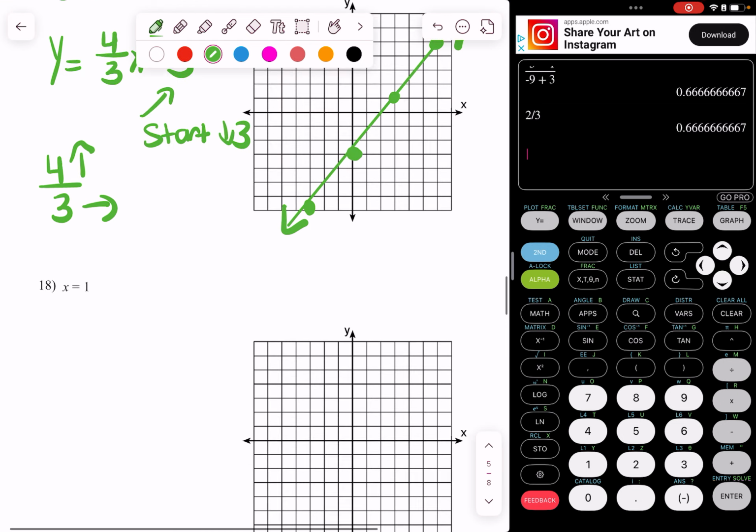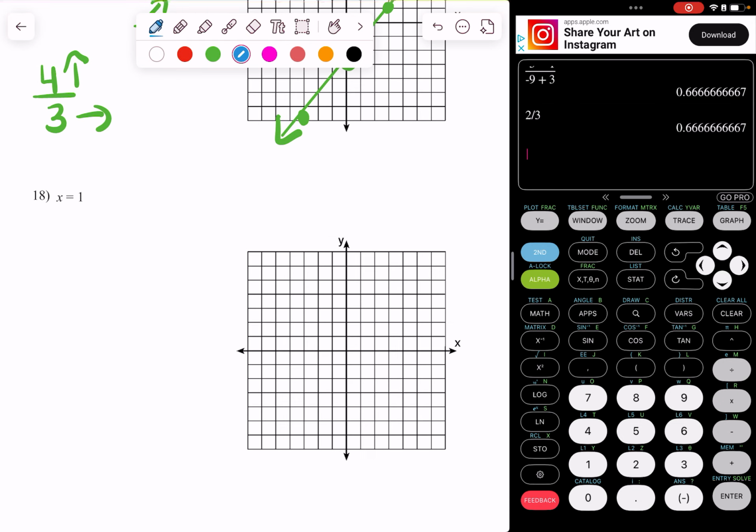Let's look at the next one. X equals 1. X is the left and right axis. We are going to go to the right one, and we want to cross through that point, so we will go up and down. That's it. That's our favorite one. When it's not an equation that has both a y and an x, it is not going to be a diagonal line.